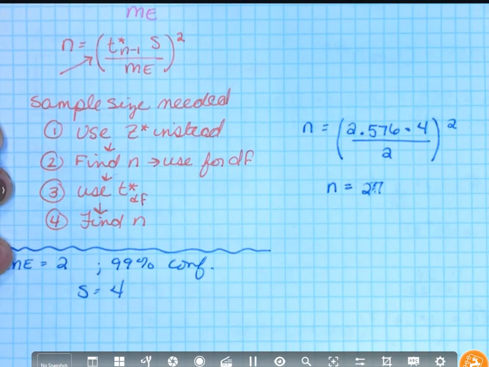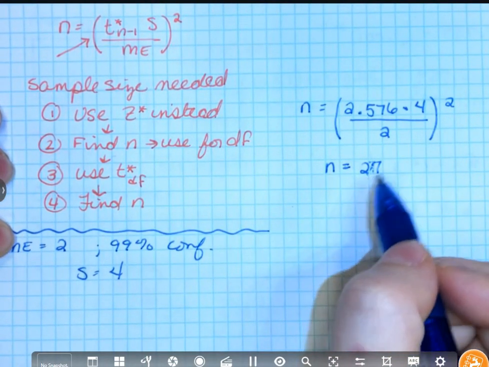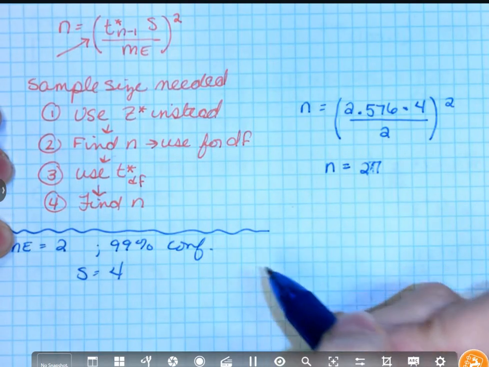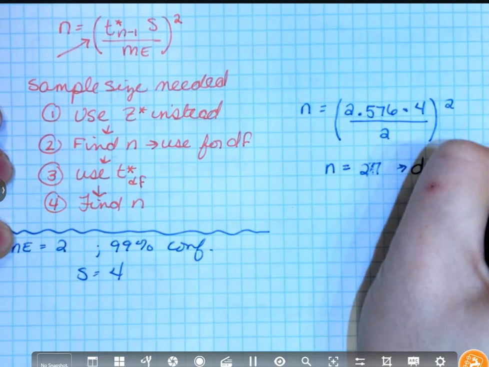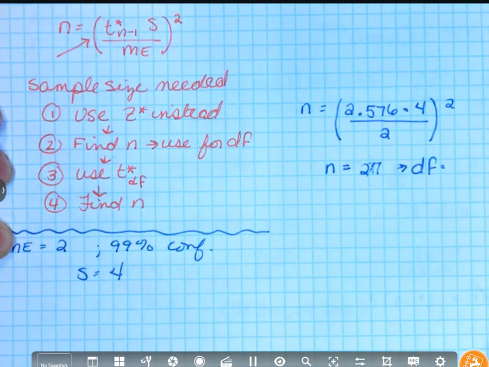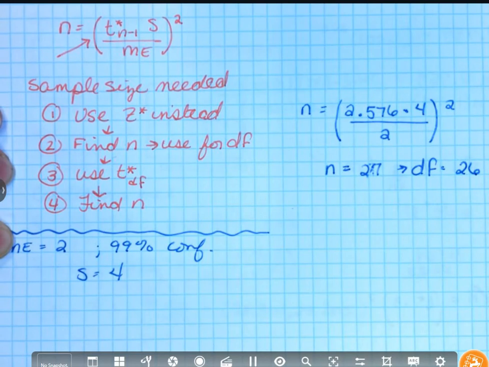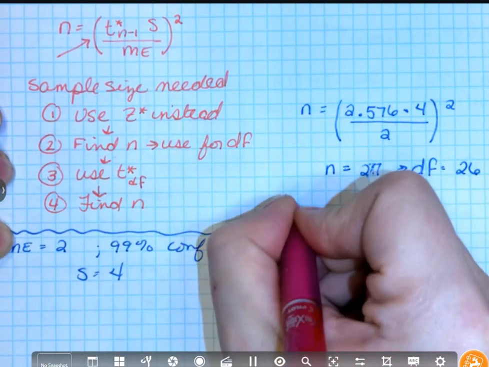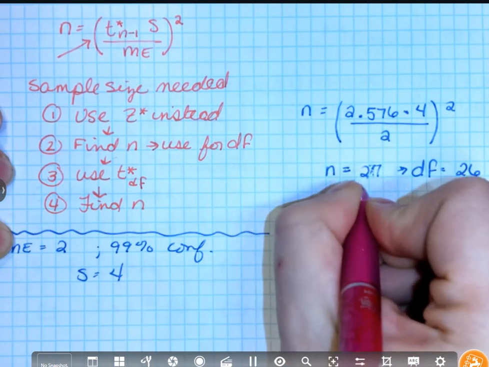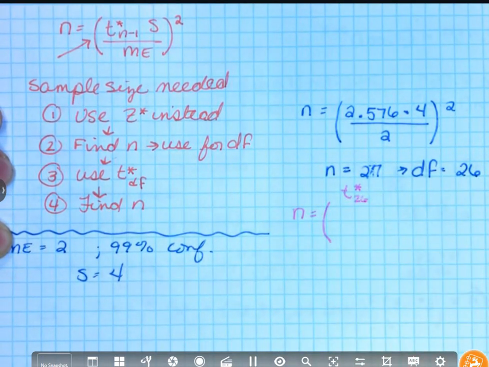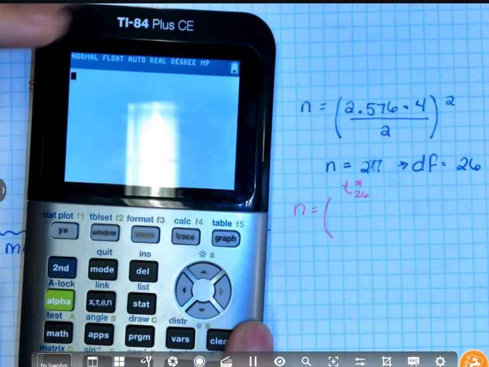So far, so good? Now we're going to use that guy to calculate degrees of freedom. If I'm using that, what is my degrees of freedom? 26. So I'm going to go back to this equation, and I'm going to say n is equal to, and I need the T star with 26 degrees of freedom. How do I find T star? Inverse T.